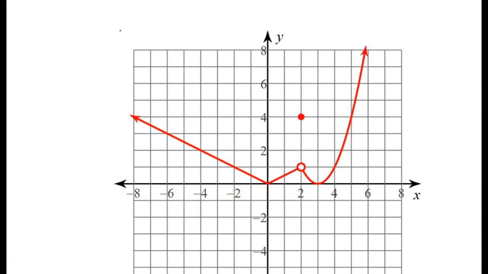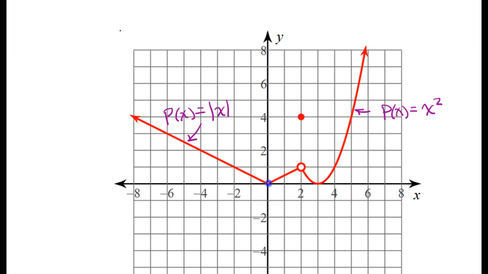First, try to imagine what the parent functions are. So when you see a V shape like this one, you know that the parent function is absolute value of x. So that's what's happening right here. And this other piece over here, you can tell that's a parabola. So the parent function here must be x squared. So looking at the absolute value piece, let's go ahead and start with that.